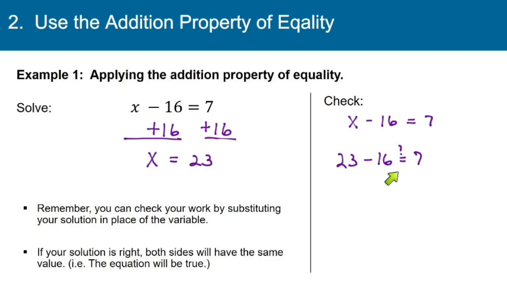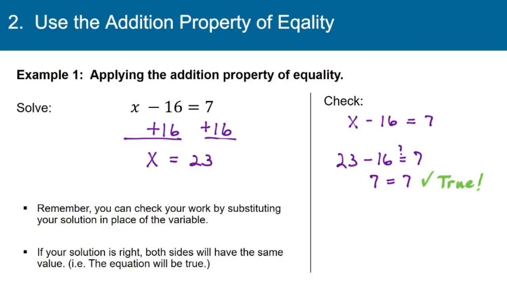Okay, so when we do this subtraction, 23 minus 16 really is 7. So now we have a statement that says 7 equals 7, which is true. And this is telling us that our solution of 23 was the correct solution.